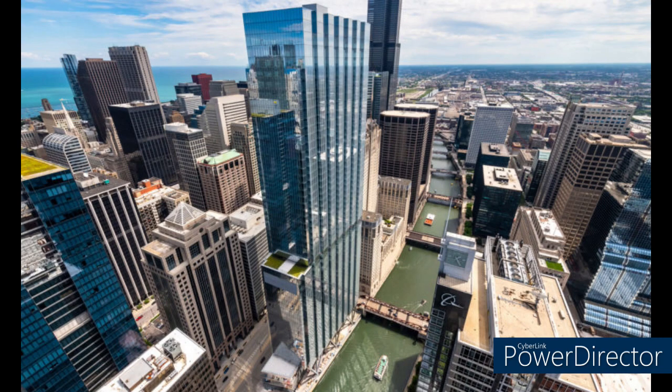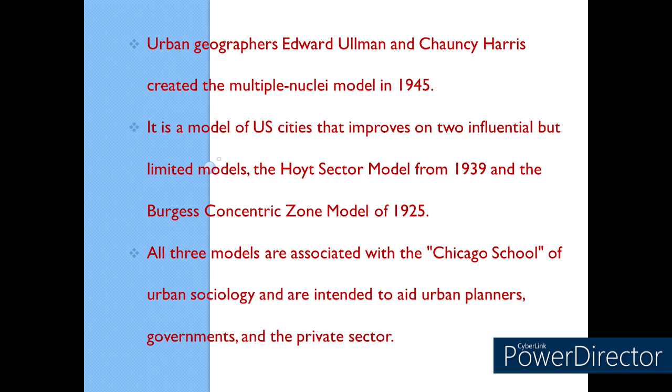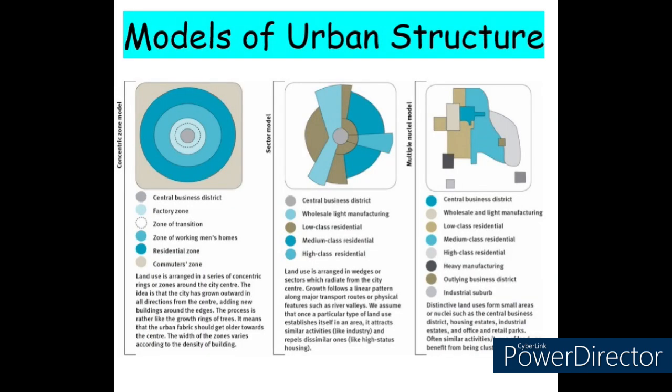So, urban geographers Edward Ullman and Chauncey Harris created the multiple nuclei model in 1945. It is a model of US cities that improves on two influential but limited models, the Hoyt sector model from 1939 and the Burgess concentric zone model of 1925. All three models are associated with the Chicago School of Urban Sociology and are intended to aid urban planners, governments, and the private sector.